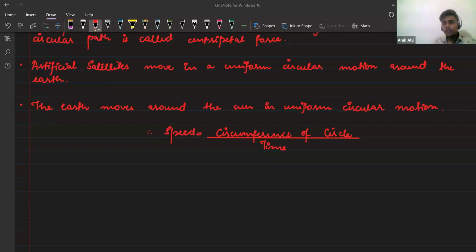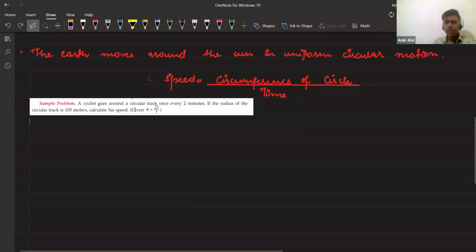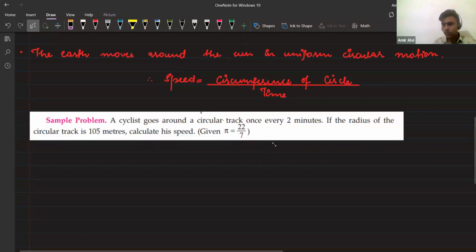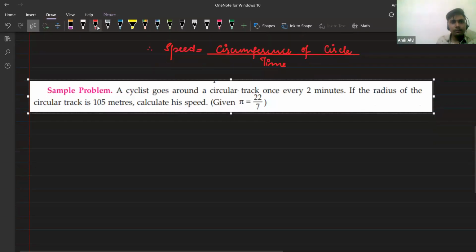Okay. What is the formula of circumference of a circle? 2 pi r. Yes, that's good. Okay, so let's do the first question. Only this kind of question will be there, not very typical, difficult type of questions. Very simple questions will be there. Let's do it together because we don't have that much time.